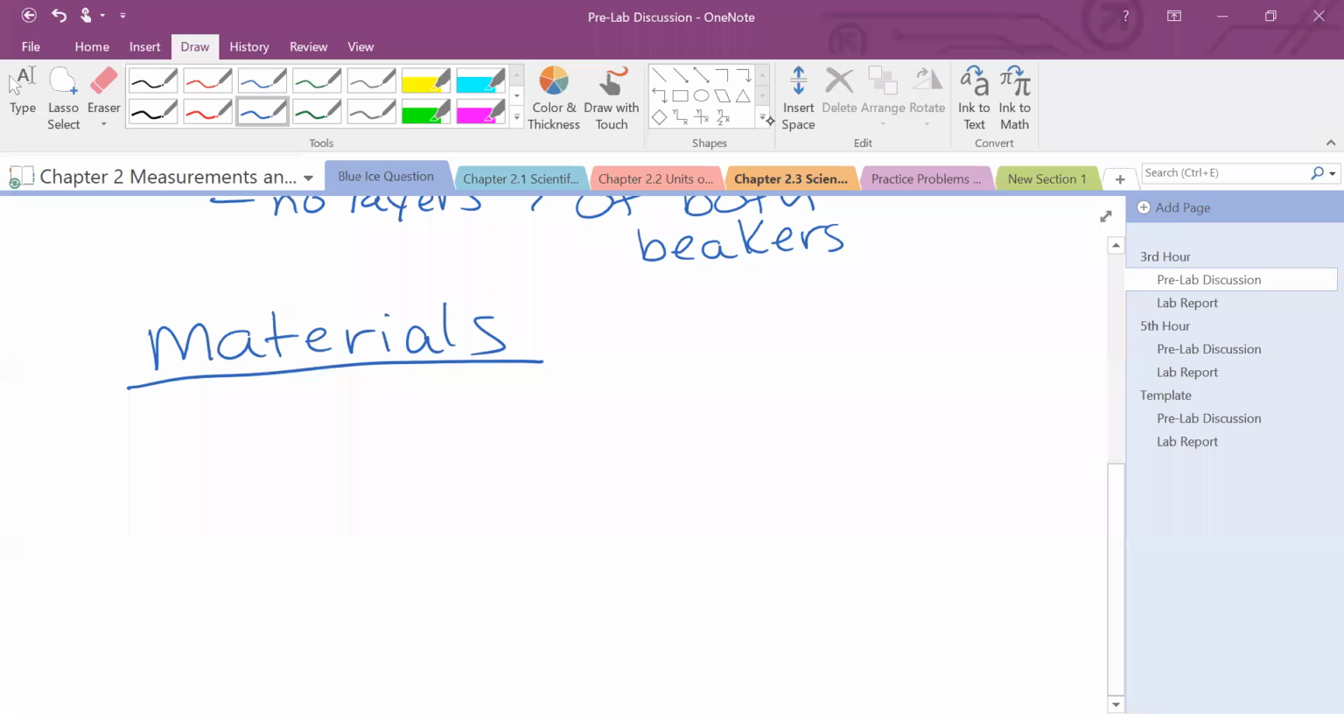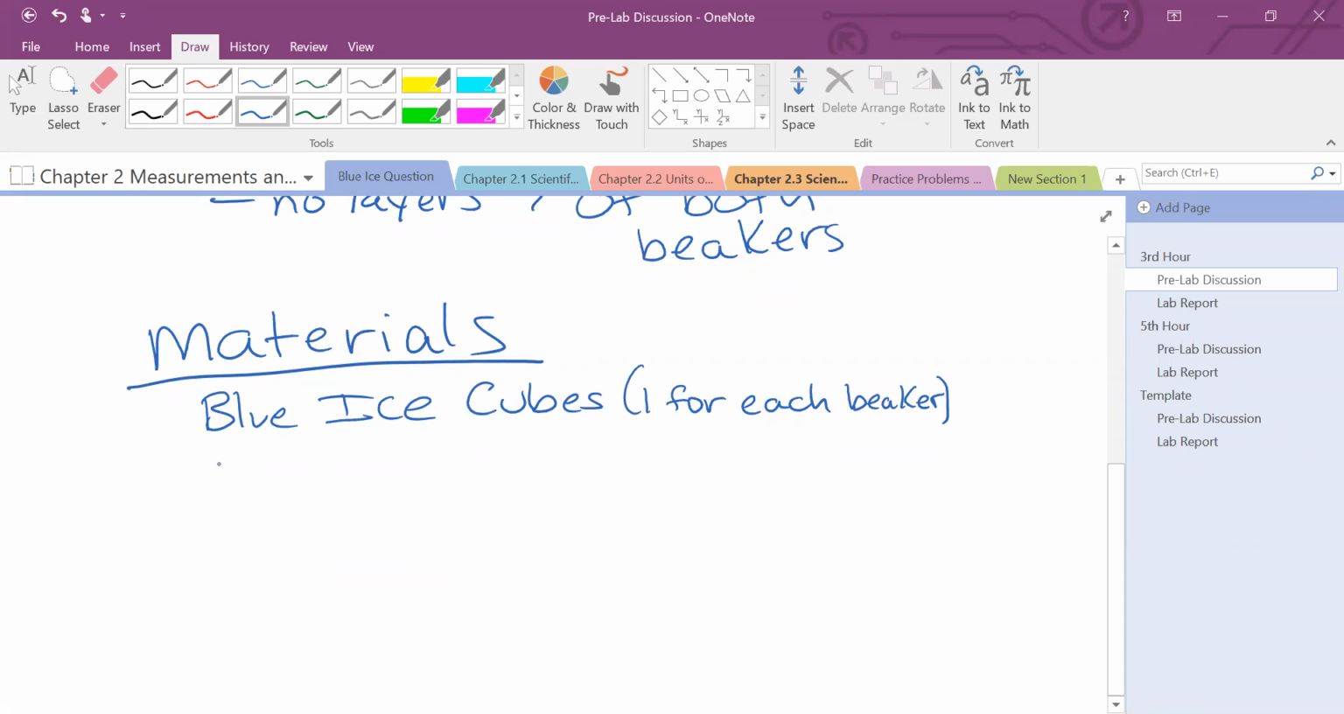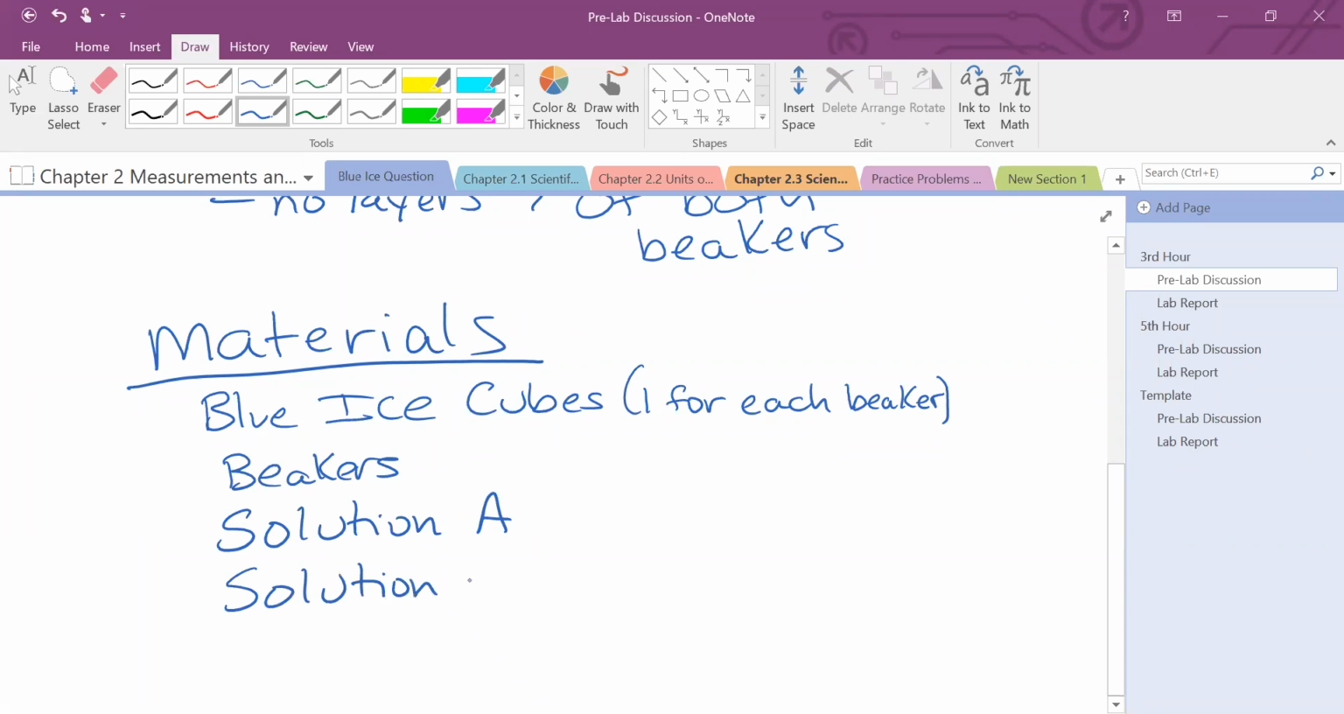Okay, and I'm going to just look at what you guys are writing. Blue ice. And beakers were said. I see the solution, so solution A, solution B. What is solution B? We know what solution B is. We talked about that in class. What is solution B? So solution B is water. Solution A is not water.